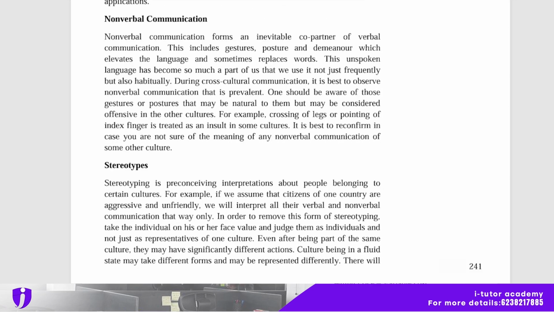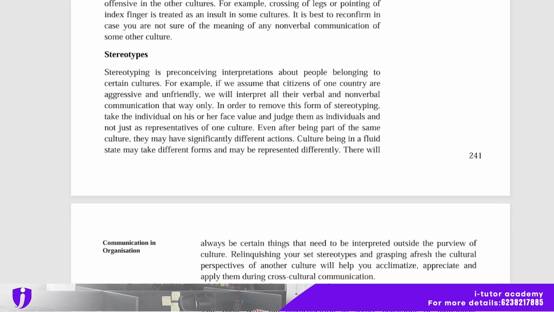Stereotyping is preconceiving interpretations about people belonging to certain cultures. For example, if we assume that citizens of one country are aggressive and unfriendly, we will interpret all their verbal and non-verbal communication that way only. In order to remove stereotyping, take the individual at his or her face value and judge them as an individual and not just as a representative of one culture.